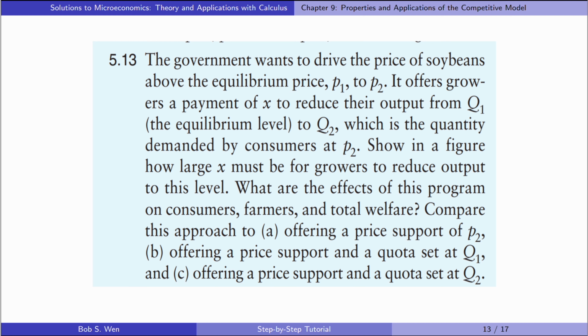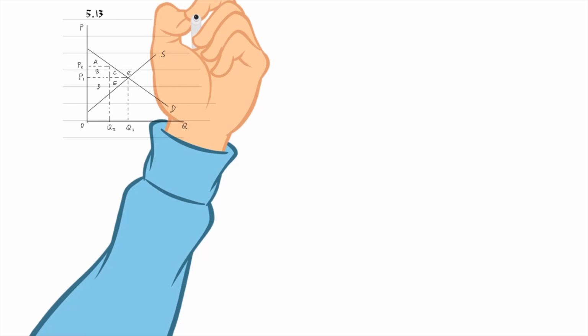A, offering a price support of P2; B, offering a price support and a quota set at Q1; and C, offering a price support and a quota set at Q2.